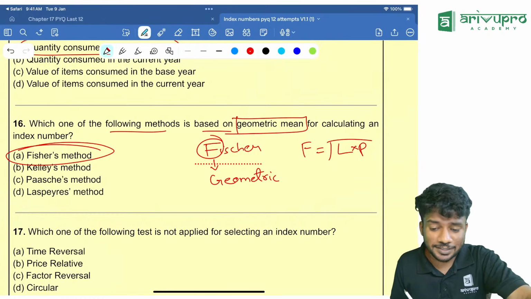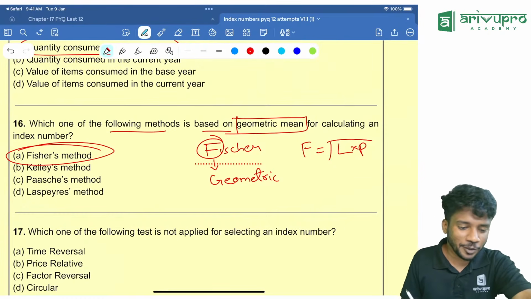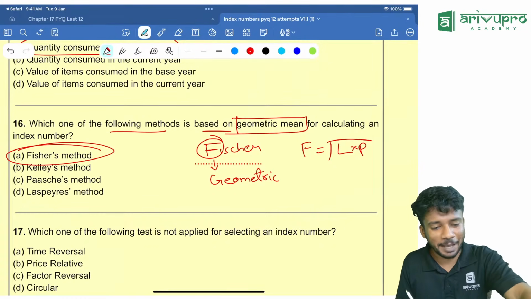Then the next question. Yes, right answer. Very good. Yes, many people are commenting. I'm very happy about that.